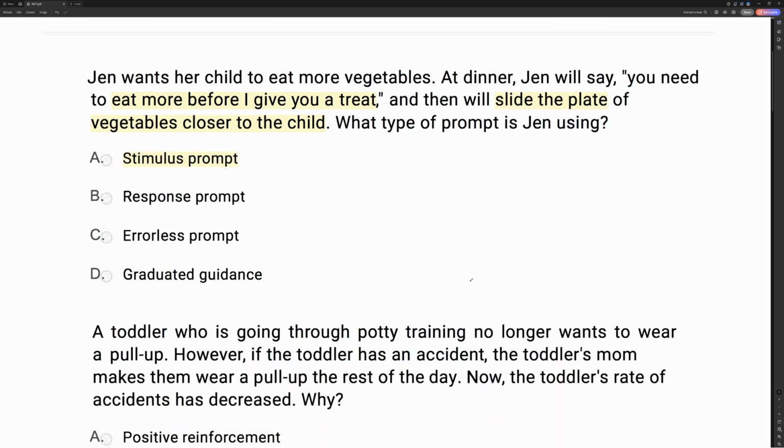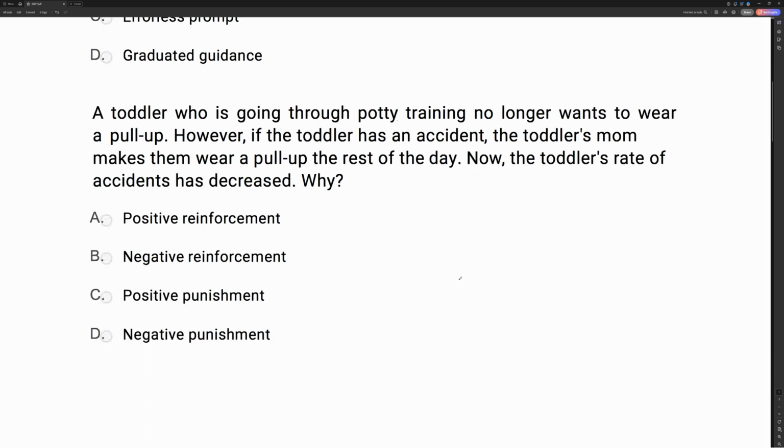A toddler who is going through potty training no longer wants to wear a pull up. However, if the toddler has an accident, the toddler's mom makes them wear a pull up the rest of the day. Now, the toddler's rate of accidents has decreased. Why? We have a behavior change question and what looks like a consequence question.